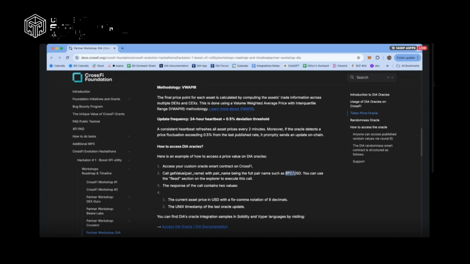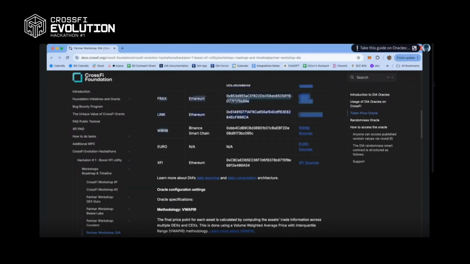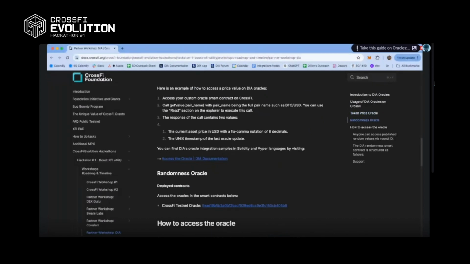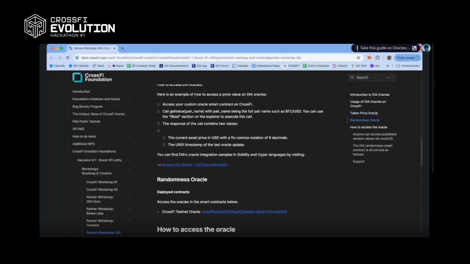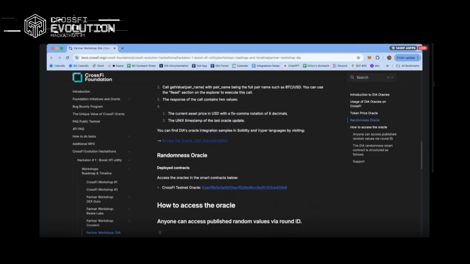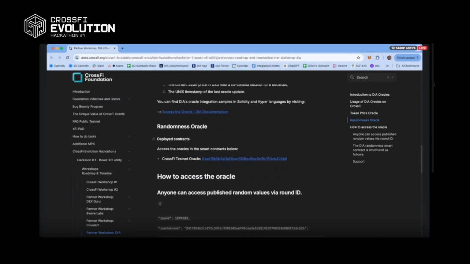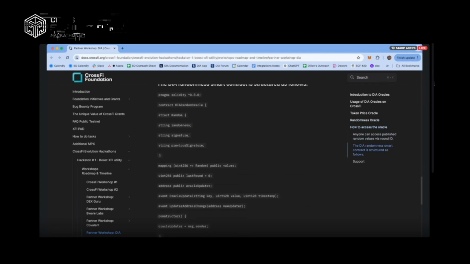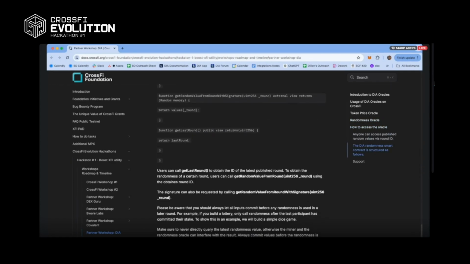The pair name is basically a symbol, right? BTC USD or WBNB USD, Link USD, etc. And exactly, the response will give you two values: the current asset price and a timestamp of the last update. So if you guys have any other questions about this, of course, you can ping us. We're going to support with that. And then this is the information about the randomness oracle and how to access it.